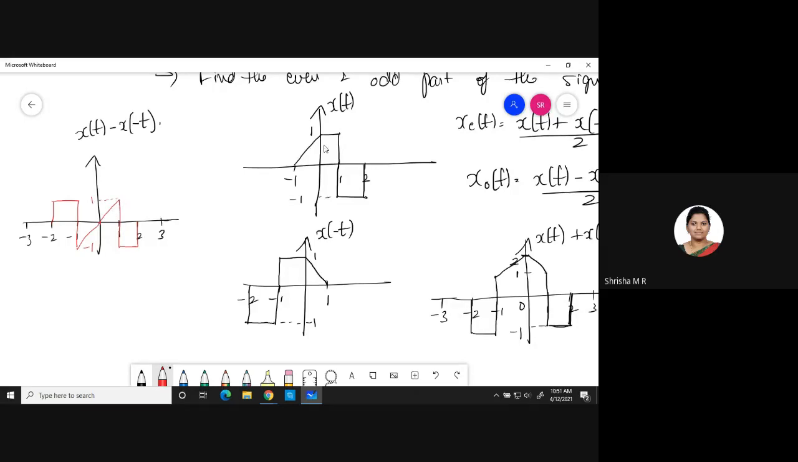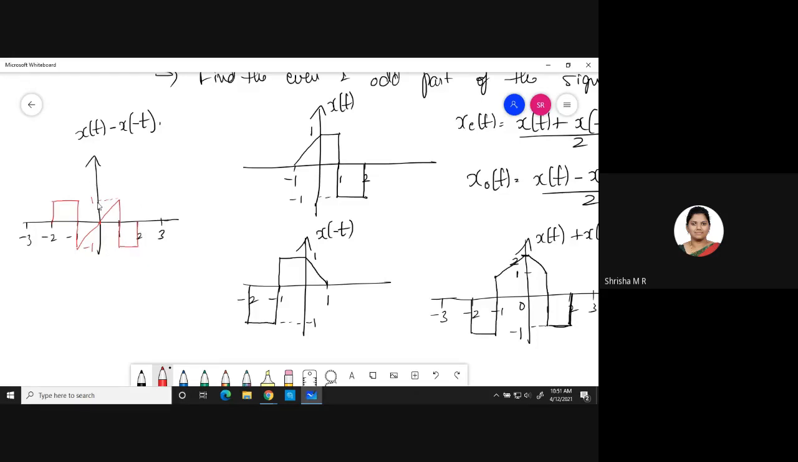Then at 1 there is an abrupt change to minus 1, right? So it is minus 1 minus 0, which is minus 1. At t equal to 1 you have minus 1, so minus 1 minus 0 is minus 1 only. And at 2, what is the signal? It is 0. So here also it's 0, so it comes back to 0.